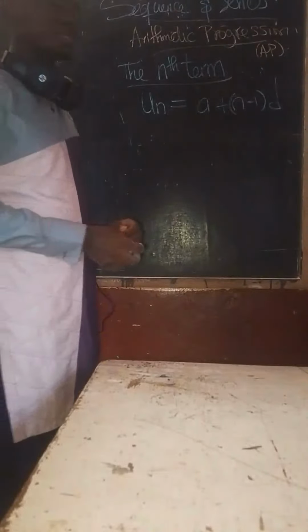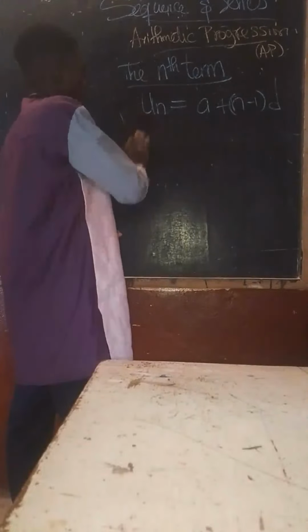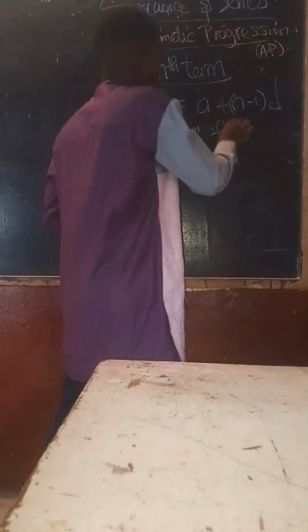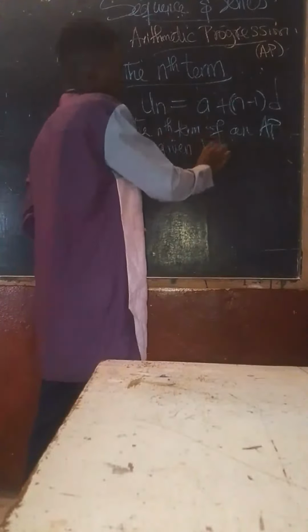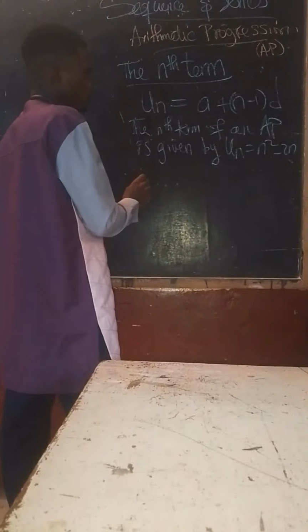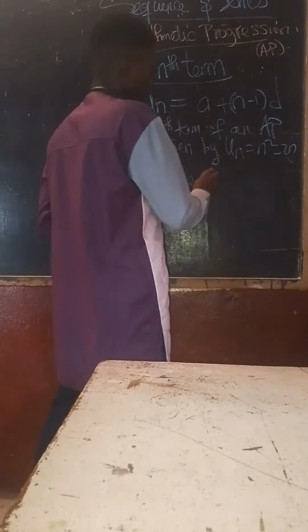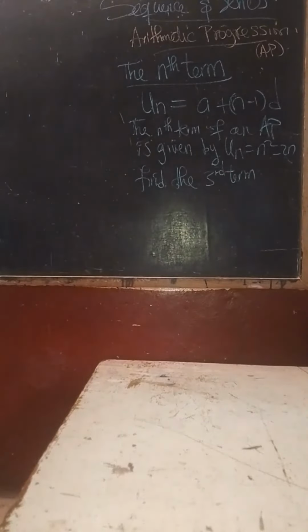Exercise. The end term of an AP is given by Un equals n squared minus 2n. Find the third term.